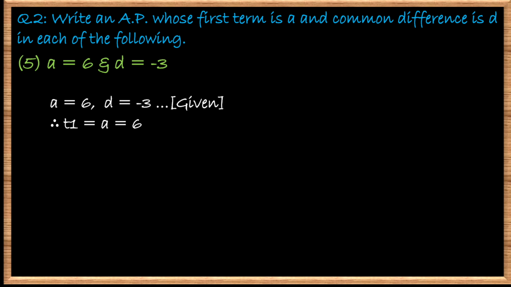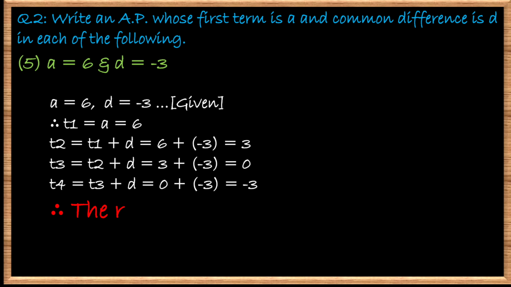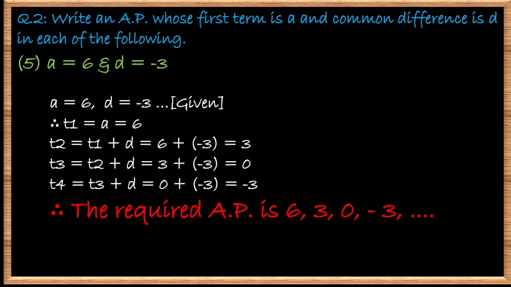T1 is equals to A, which is already given, 6. T2 is equals to T1 plus D. So 6 plus minus 3, 6 minus 3 equals to 3. Same way we will find T3 by adding minus 3. So plus minus is minus, 3 minus 3 is 0. T4 is equals to 0 plus minus 3. Plus minus is minus, 0 minus 3 is minus 3. So here the required arithmetic progression is 6, 3, 0, minus 3 and so on.